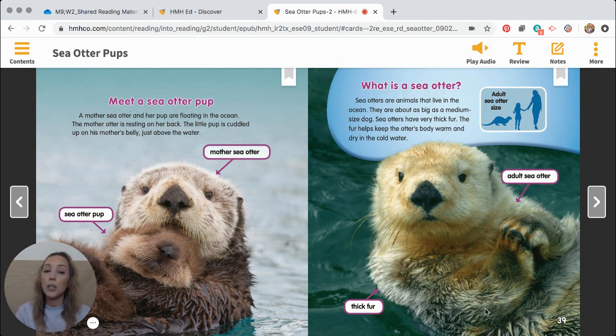So let's stop right here on page 39, and I want you to think about how does a sea otter's fur help them in the cold water? If a grown-up is sitting next to you, I want you to share your answer with the person sitting next to you. Talk to them about how the sea otters use their fur to help them in the cold water of the ocean.